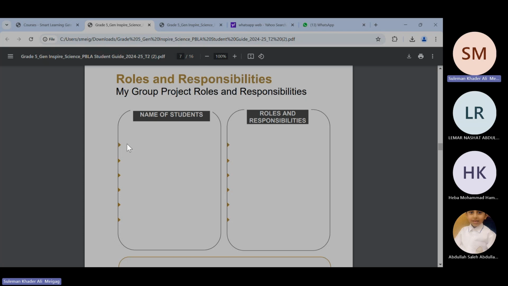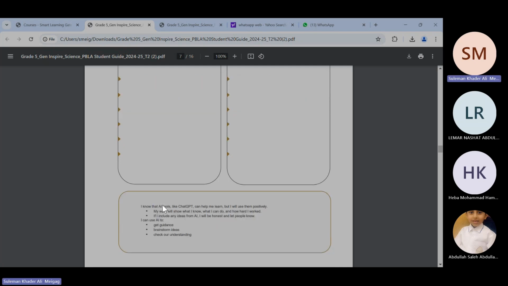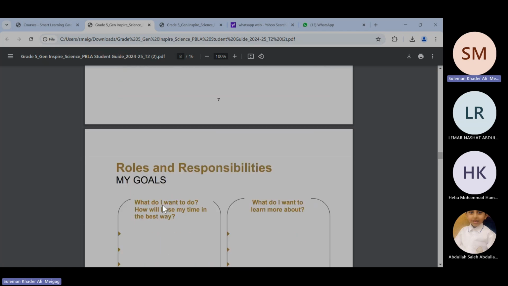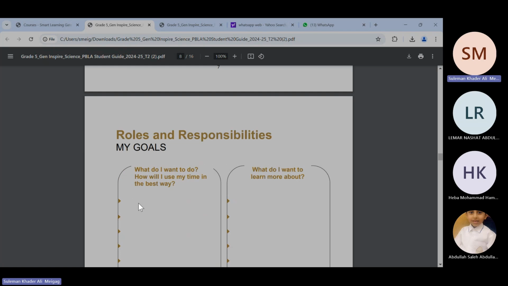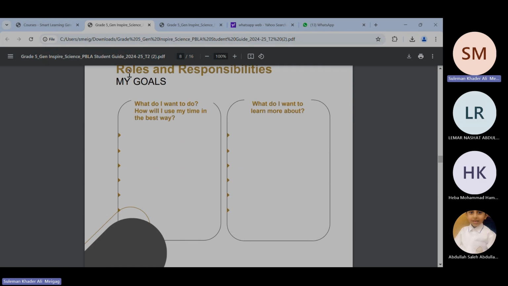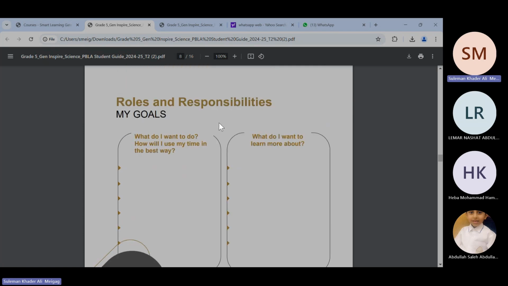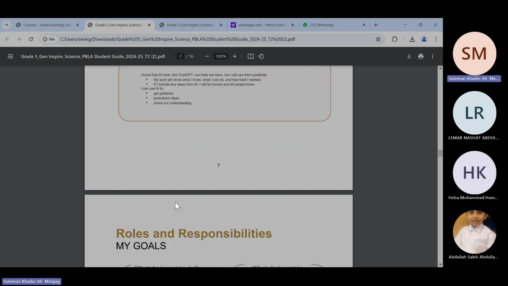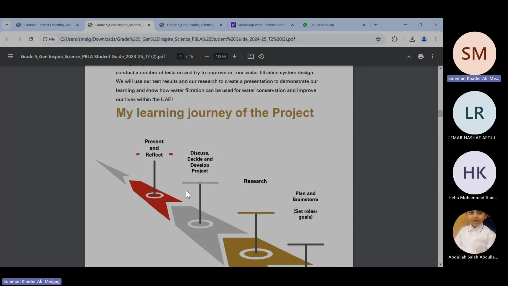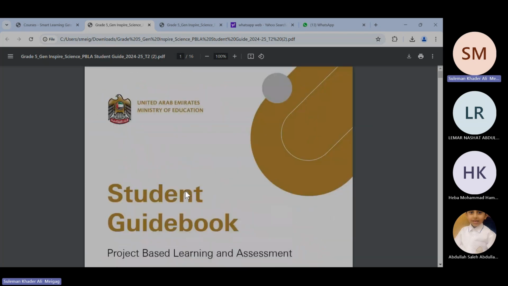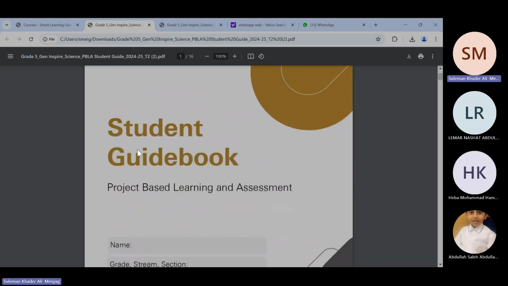Okay, and each name will be written 1 2 3 4 5. Okay, and each one will do something. Okay, and here we will write who's responsible, what they will do. Okay, responsibility, roles and responsibility. See, we will fill this book. This book is for the student. At the top, you see, this is the project book for the student. Okay, and we will fill all of that.